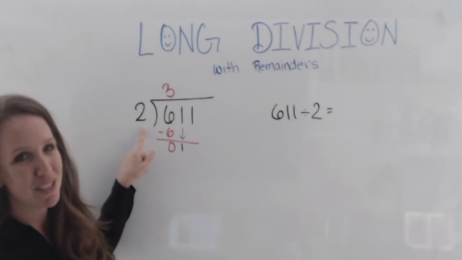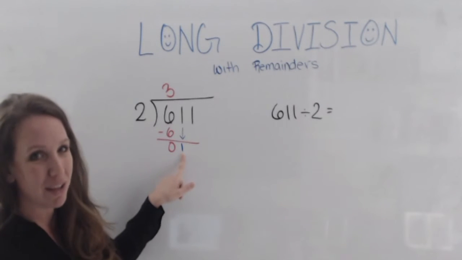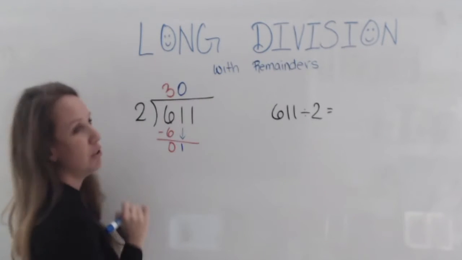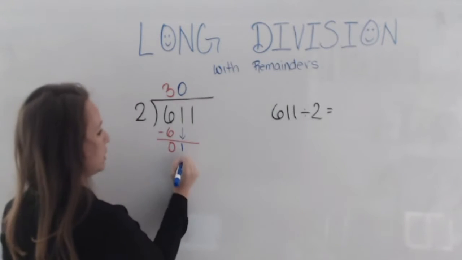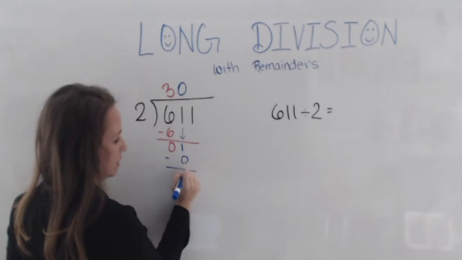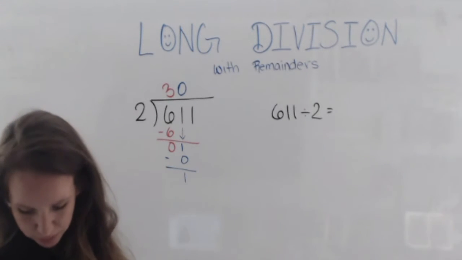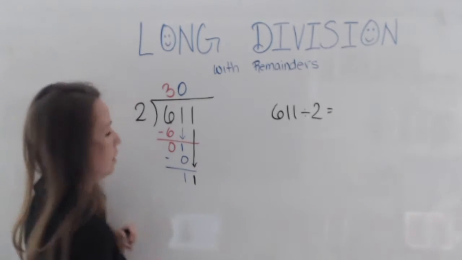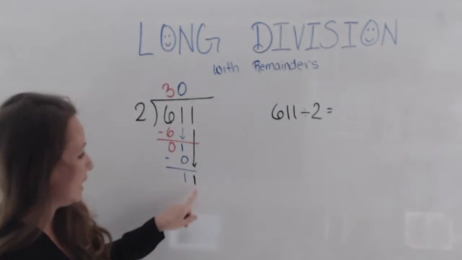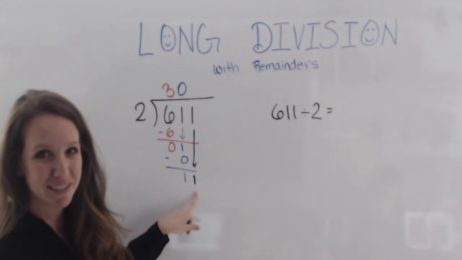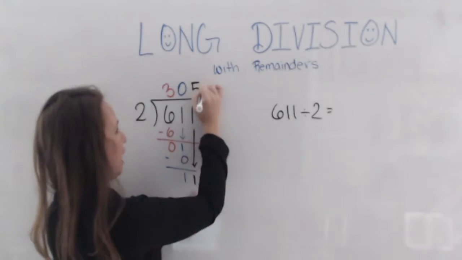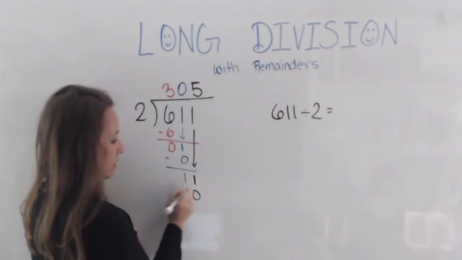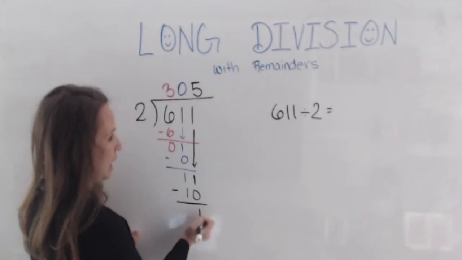How many times does 2 go into 1? It doesn't. It goes in 0 times. And 2 times 0 is 0. We subtract. And now we bring down the next one. 2 goes into 11. How many times? That's right, 5 times. So 5 times 2 is 10. We subtract and we have a 1.